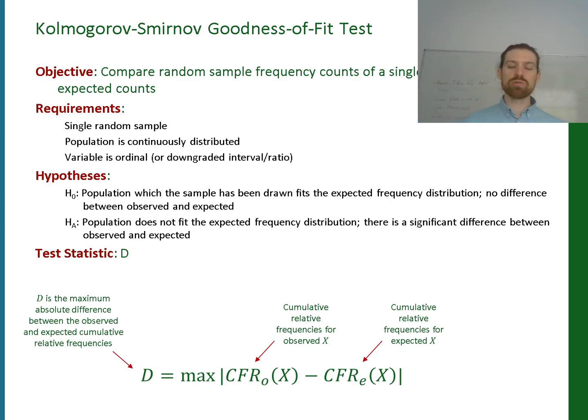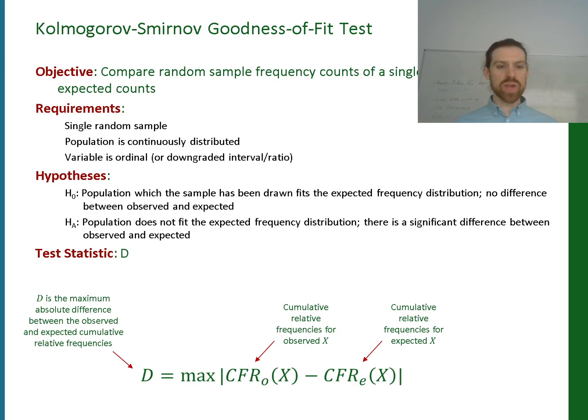So we need to have a single random sample, and we need to have continuously distributed data from the population, and we need to have ordinal data, okay? So even if it's continuous, like many times it will be when we're approaching this to see if it's worthy of using a parametric test, then we will be downgrading that data, okay?